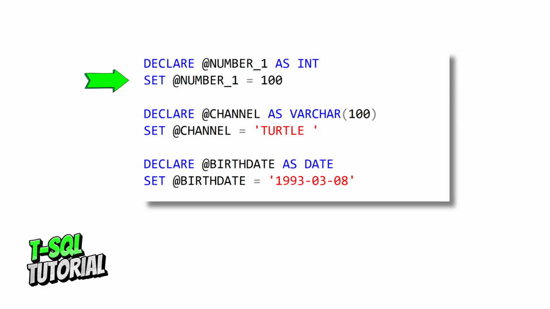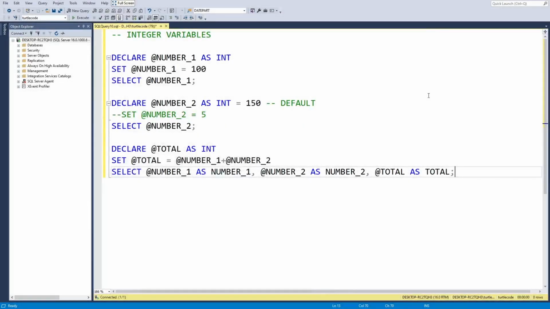You can assign any value you want to the variable with set. You can also assign a default value to the variable. You can also assign a query to a variable. We can better understand how it works by making an example in SQL Server. We will make an example about integer variables.